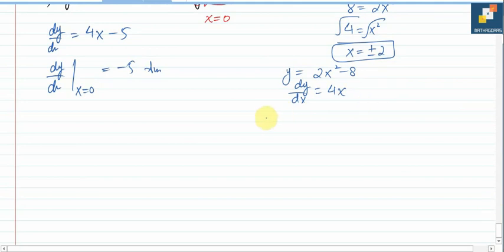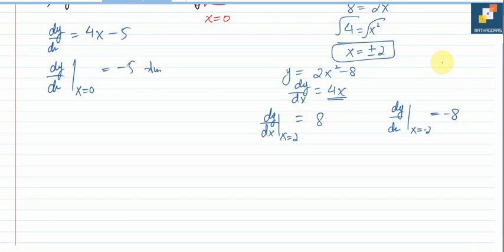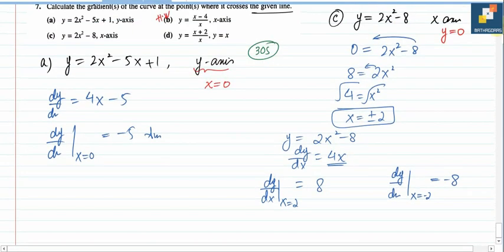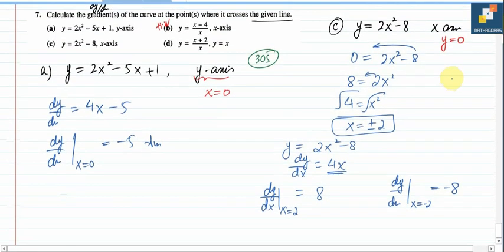Now we need to find two values: dy by dx at x equals positive 2, and dy by dx at x equals negative 2. When x is positive 2, the derivative will be 4 2s are 8, and it will be minus 8. So these are two answers. Alright, first you need to note down the solution in your copy, and the time is 1 minute. Then we will start the next one.